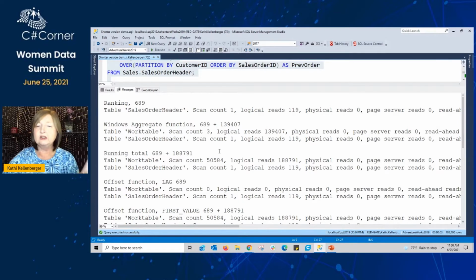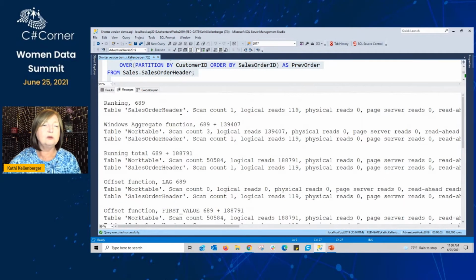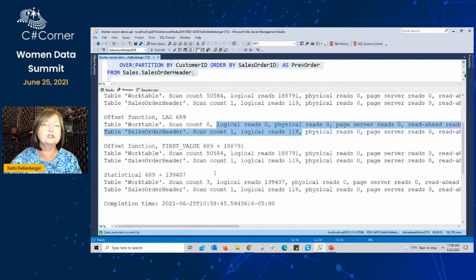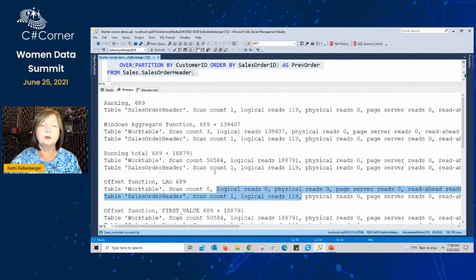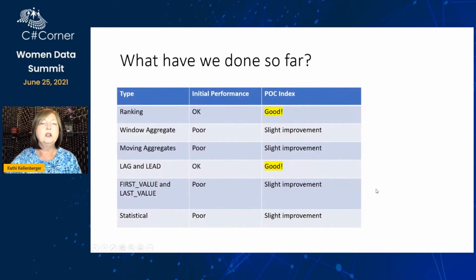I'm not done yet. I still have more things to show you. So we still have improvement on ranking. And if I look down at lag, we've got improvement on lag, but the other ones are still showing some problems. So let's go back to the slides and see what else we can do. First, I'll review what we've done so far.